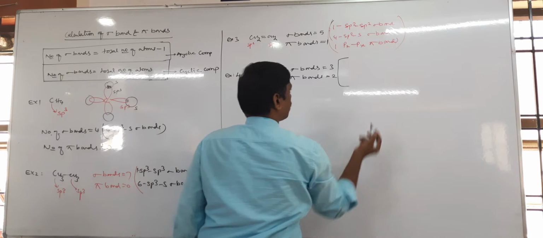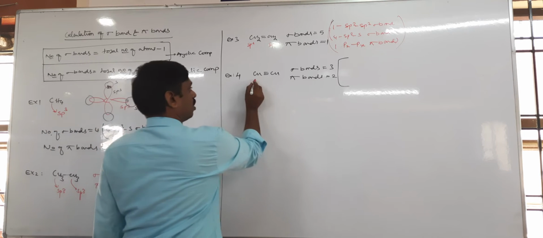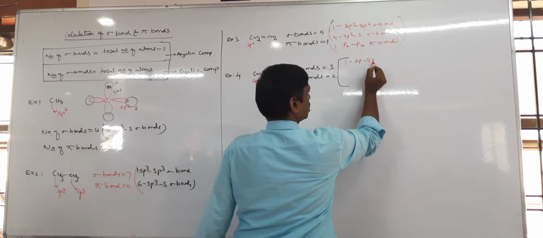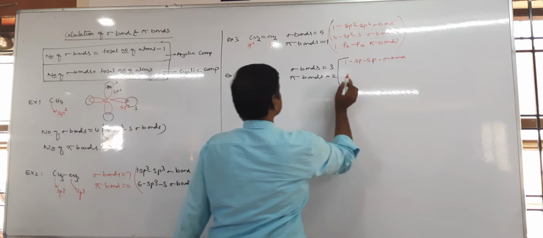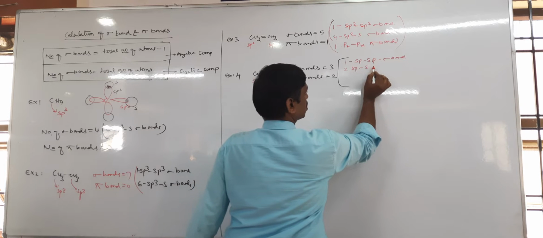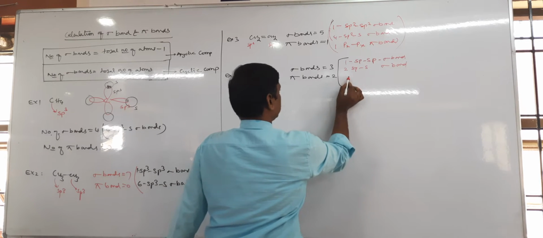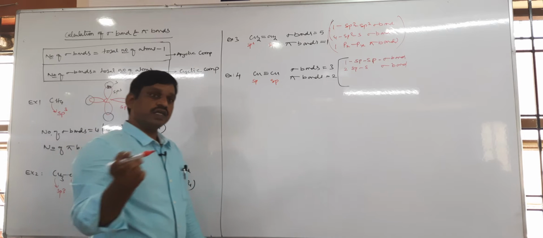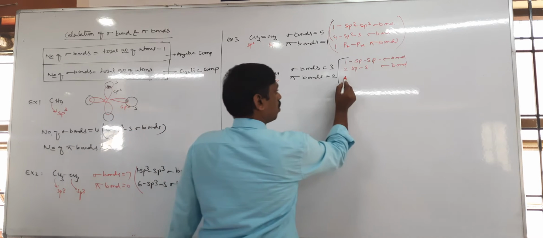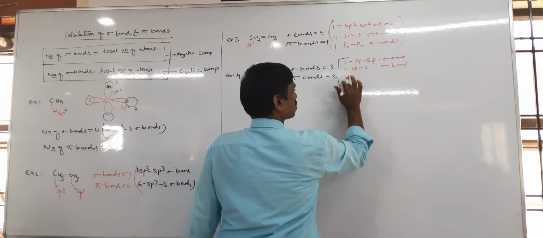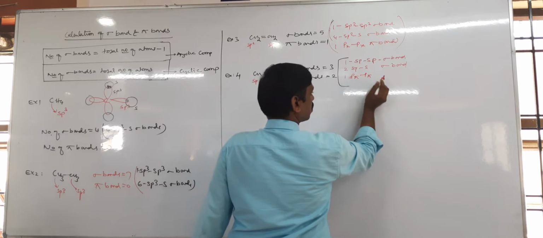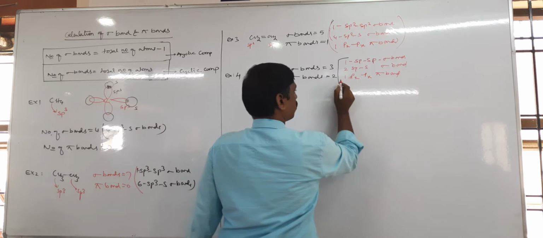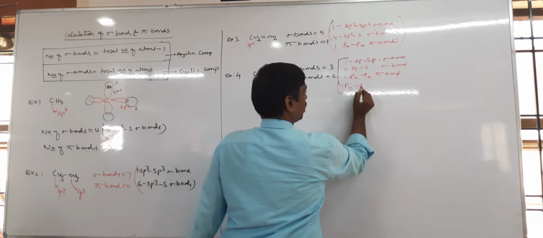Then which type of sigma bond and which type of pi bond? In the sigma bond, it is sp. Therefore there is one sp-sp sigma bond. Next, there are 2 sp-s sigma bonds. And there are 2 pi bonds, no? How are the 2 pi bonds formed? One is px-px and another is py-py. So one px-px pi bond, and another one is a py-py pi bond.